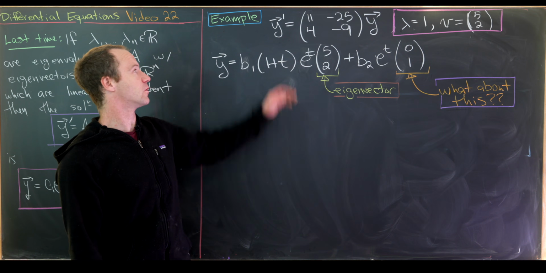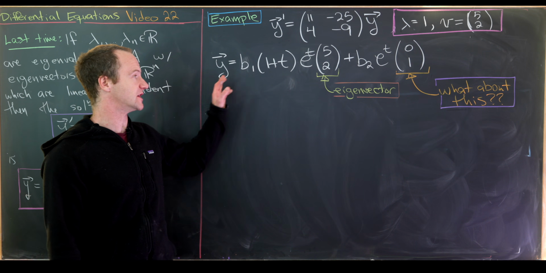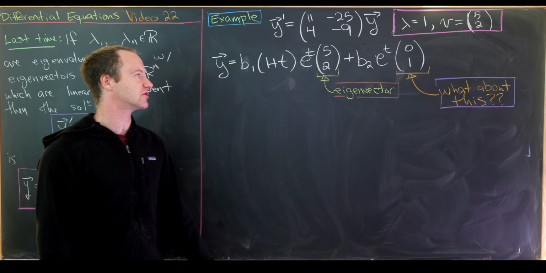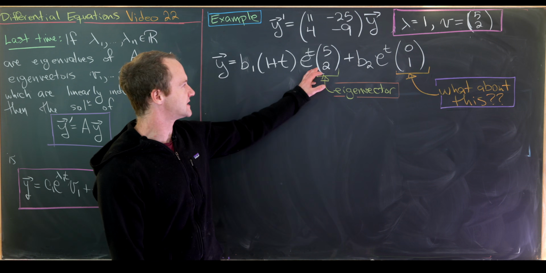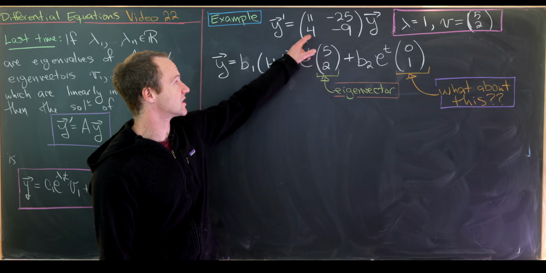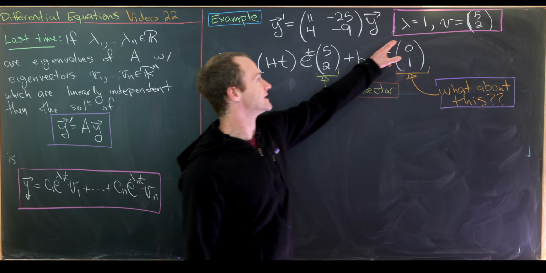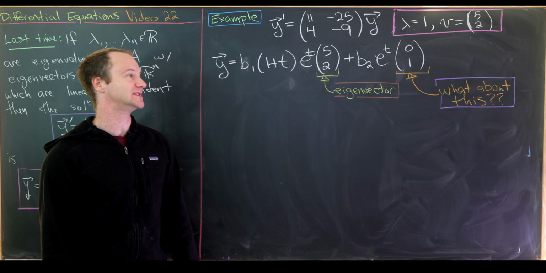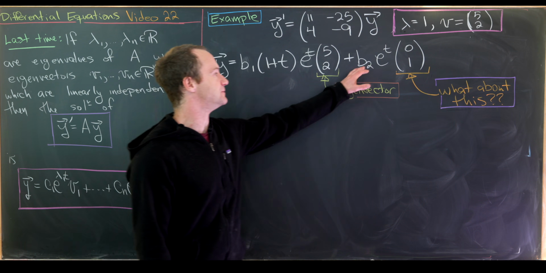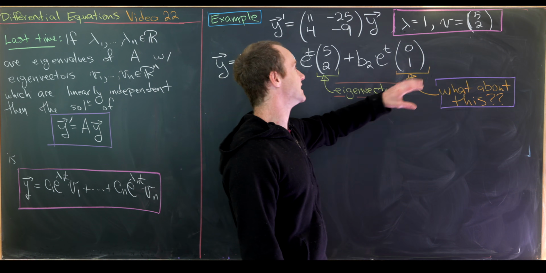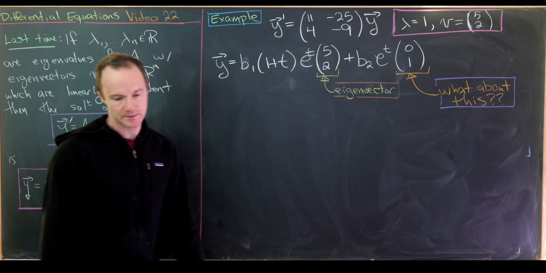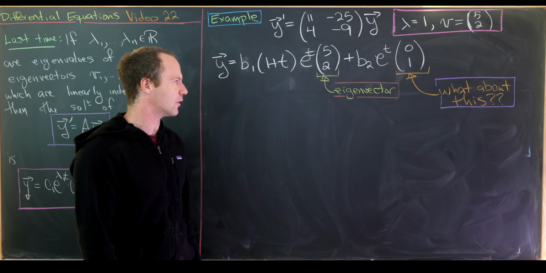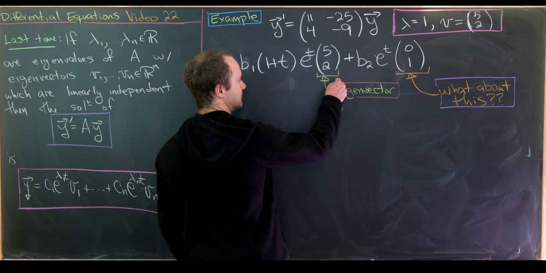So we got the final form of this matrix vector differential equation as follows. So it's b1, (1 plus t), e to the t in the direction of (5, 2). Notice that (5, 2) was an eigenvector of our matrix corresponding to eigenvalue 1. The number 1 shows up as a coefficient of t here. And then it was b2 times e to the t in the direction of (0, 1). So we understand where this vector came from. It's the eigenvector. Now we need to figure out where this other vector comes from.